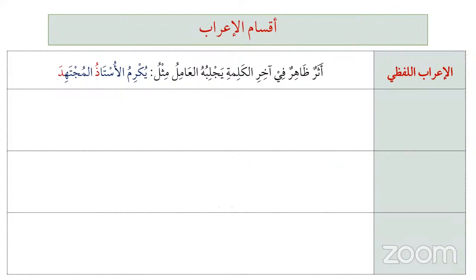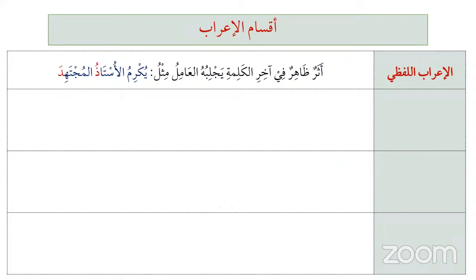Let me just mention this again. I'rab lafzi is an apparent effect. We can see al-ustadhu, the dhamma is apparent, is visible. We can see it. There's nothing behind the scenes. Al-mujtahida, we can see the fatha. It's clear. So this is the effect of the governing word.